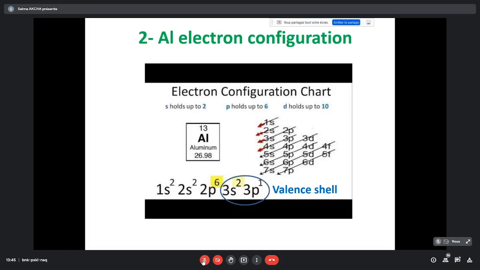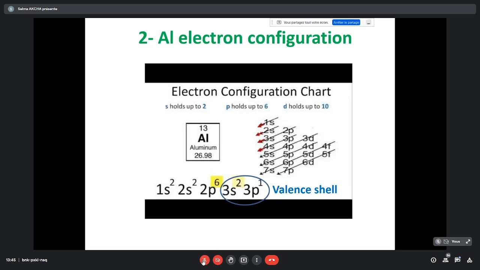1s. The orbital s can hold up to how many electrons? How many electrons can the orbital hold? Hold, c'est contenir. Up to, ça veut dire jusqu'à. The orbital s can hold up to 2 electrons. The orbital p can hold up to 6 electrons. The orbital d can hold up to 10 electrons. And the orbital f can hold up to how many? 14. Yes, you are right.